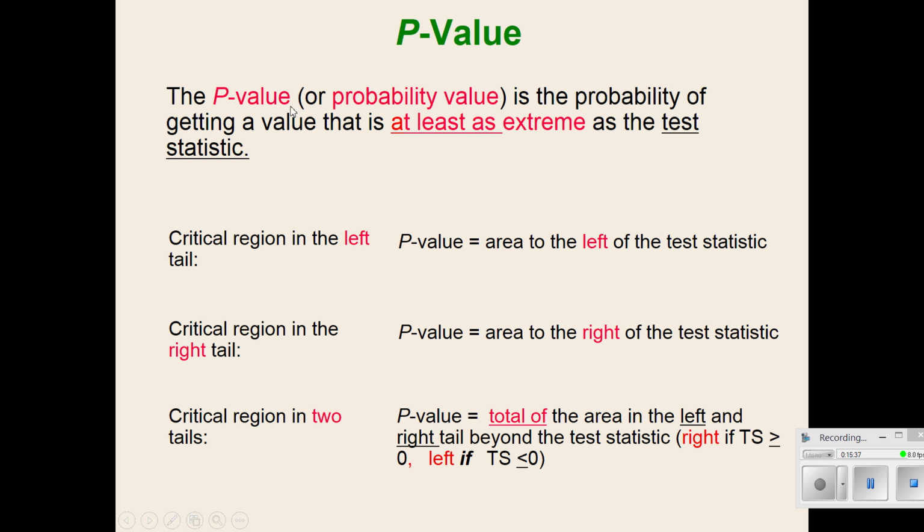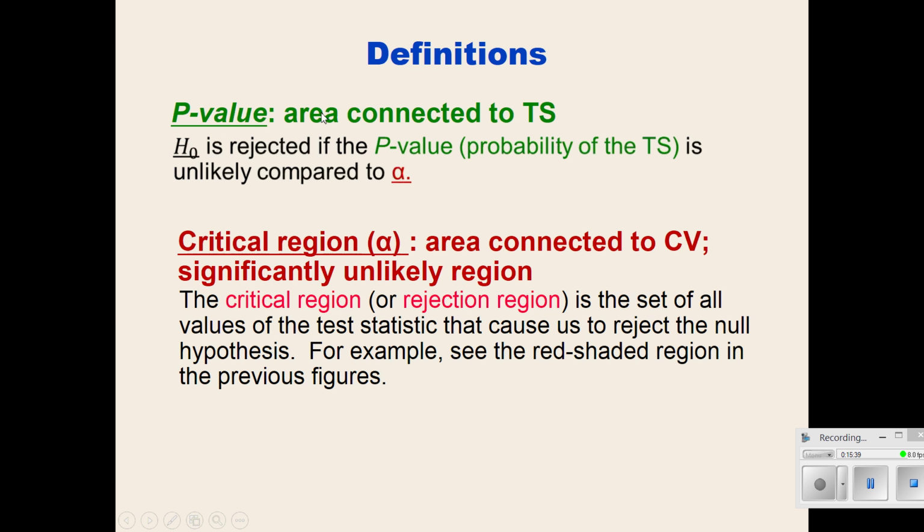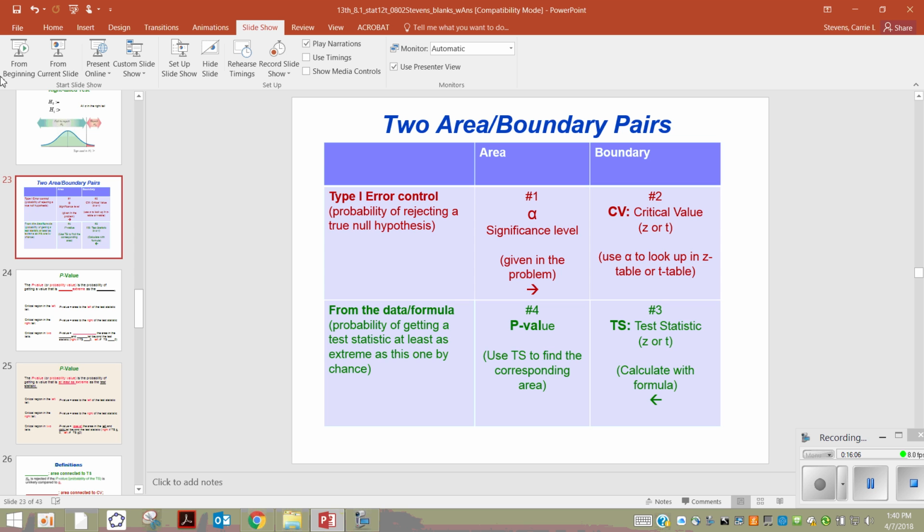And then the p-value will be attached to that. So the p-value is connected to the test statistic. The critical region is attached to the critical value. Right? So I keep referring to the green pair and the red pair. That's a reference back to this. Remember we said there's a pair which includes the alpha and the critical value, so the critical region and the critical value. We also have a test statistic and a p-value.